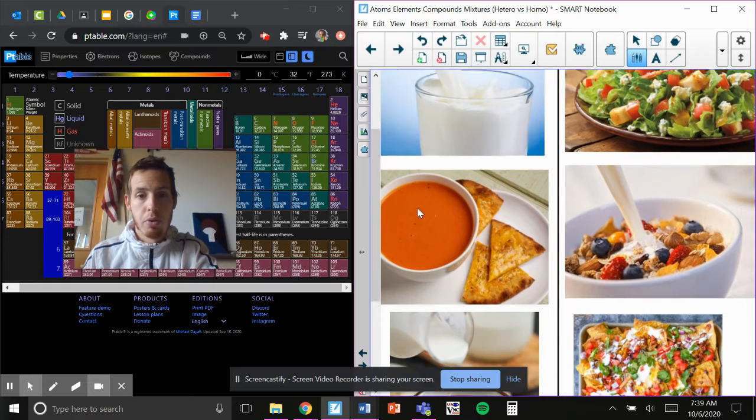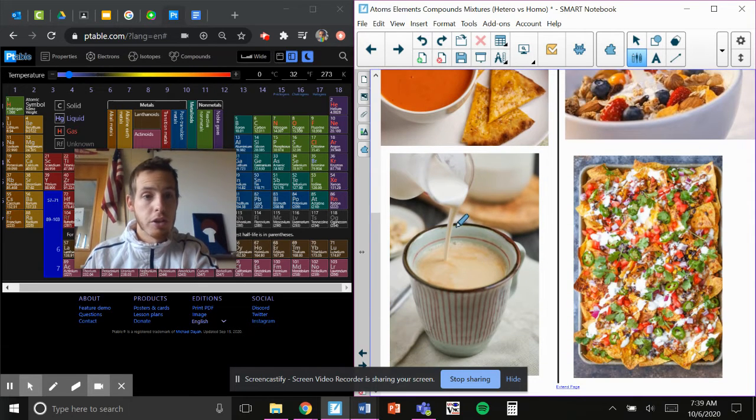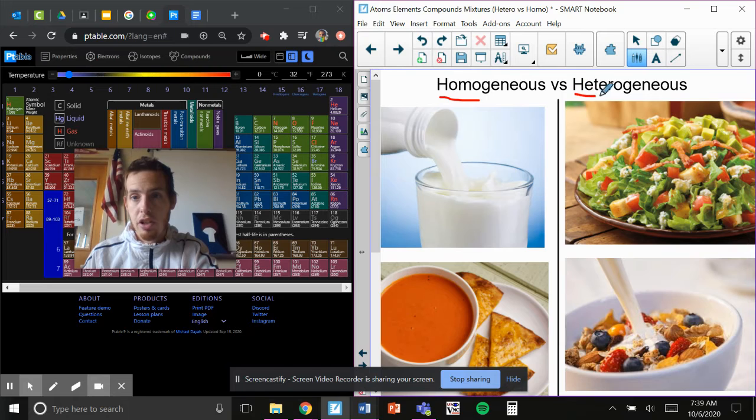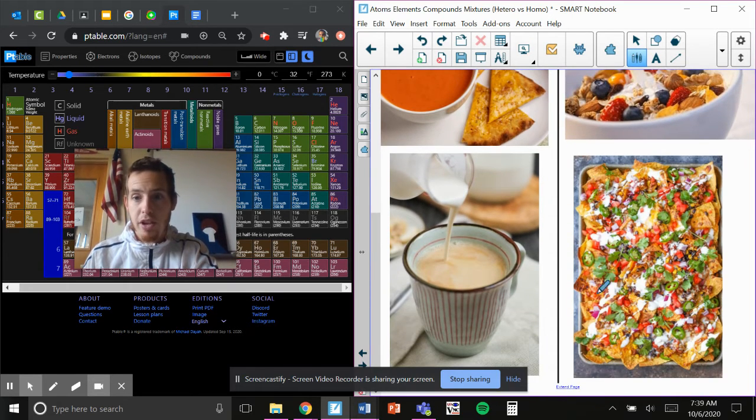Homogeneous. Tomato soup, again, blended mixture. Can't tell the difference. Coffee and cream, another really good example of that. Okay, can't tell the difference, especially once it's stirred. Heterogeneous, you're going to be able to see those different parts. Salad: lettuce, blue cheese, chicken, tomato, maybe crunchy onion, plus dressing, salt, pepper if you can see it. Milk and cereal, obviously you can see the milk, the cereal, the almonds, the strawberries, the blueberries, granola, everything kind of going on there. And again, one of my personal favorites, nachos.